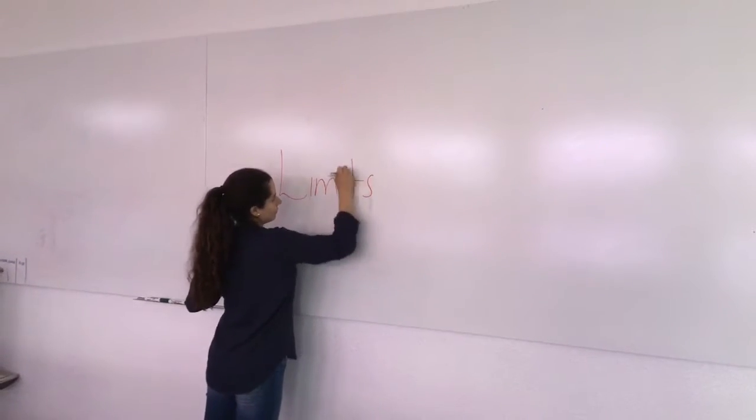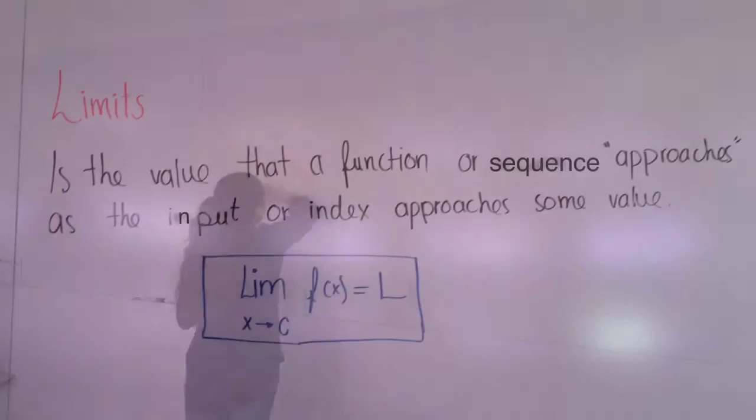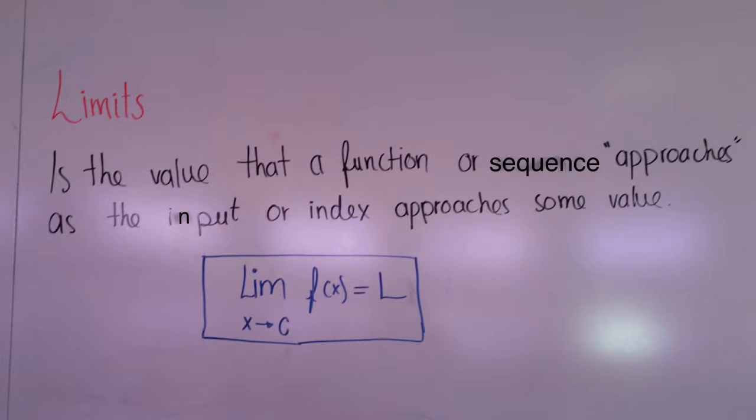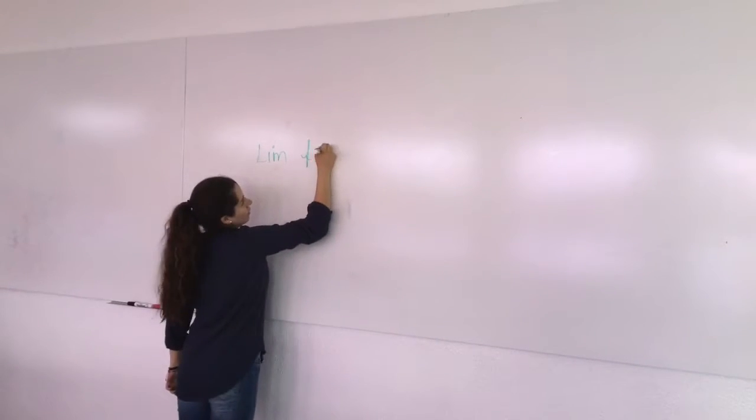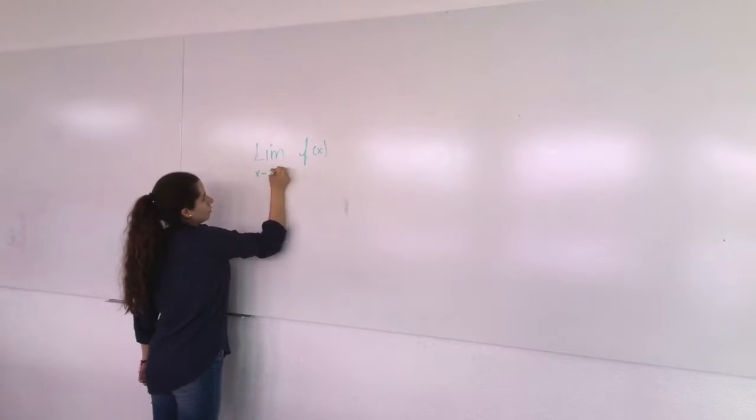Well, let's start with limits. First, what is a limit? A limit is the value that a function or sequence approaches as the input or index approaches some value. The general formula is the limit of f of x when x approaches c is L.